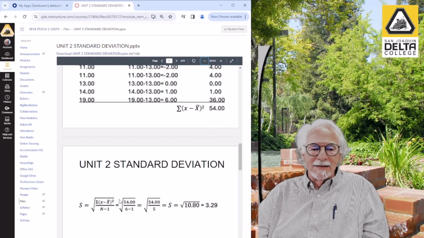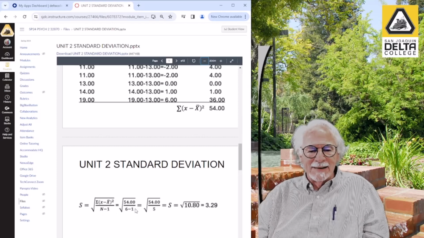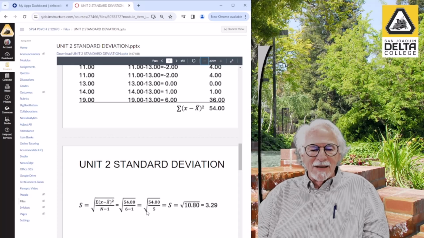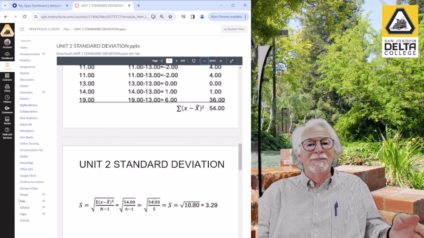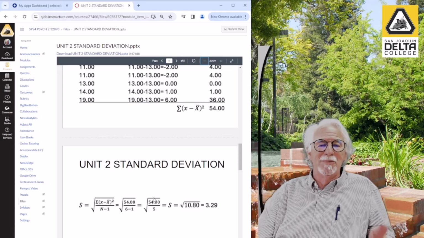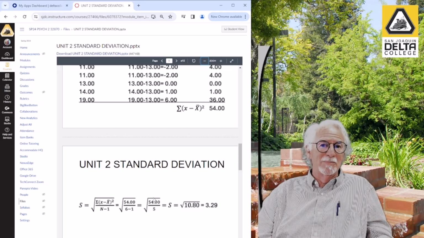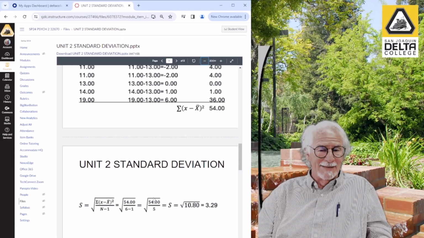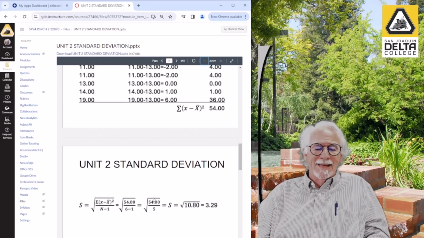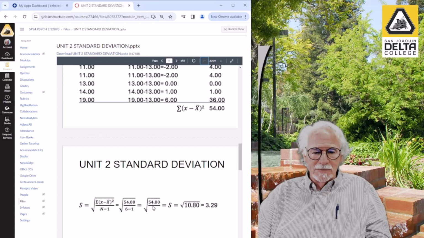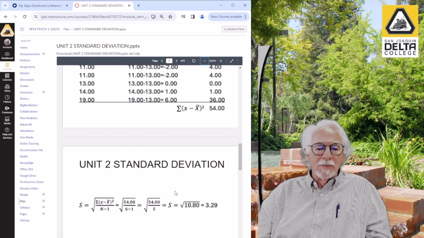This piece right here is equal to 54. And we know what n is, so 6 minus 1. Now we have the square root, and please don't drop the square root sign. This seems to be what happens to most people. Somewhere during the process, they just decide they don't need the square root sign. That's just not true. It's just going to be the last thing we do. So here we go, we've got the 54 divided by 5.